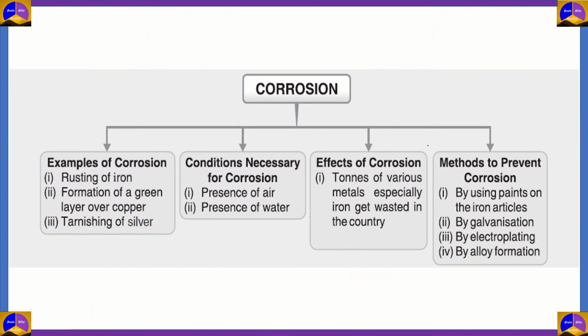Then you probably find flowcharts on corrosion. You'll find examples such as rusting, green layer over copper, tarnishing of silver, and then you have conditions necessary. So corrosion occurs when you have presence of air as well as water, so basically humid environments. And corrosion is really bad for the economy because tons of resources are getting wasted due to corrosion. And you'll also find a subtopic where you'll see methods to prevent corrosion by using paints, galvanization, electroplating, alloy formation, etc. So these are all processes that you can use to prevent corrosion.